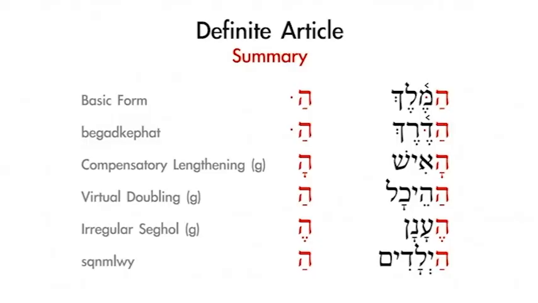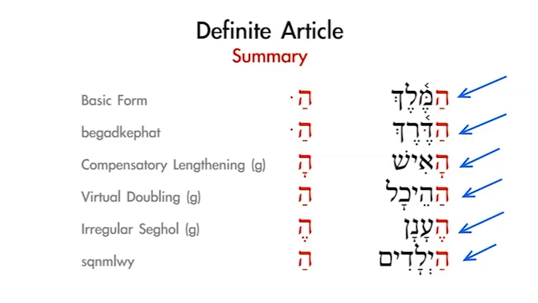Here's a summary chart of the definite article and the way in which it's spelled. First, there's the regular spelling, hamelech, the he, the pathach, and the Dagesh forte. In our second example with the Begadkefat, you have the Dagesh lene becoming a Dagesh forte. In our third example, ha'ish, you have compensatory lengthening. In our fourth example with ha-hekal, you have virtual doubling. In our fifth example, you have he'anan with the irregular segol vowel. And then finally, you have the dropping of the Dagesh forte because of the rule of Sheneem-Levy in ha-yeladim.